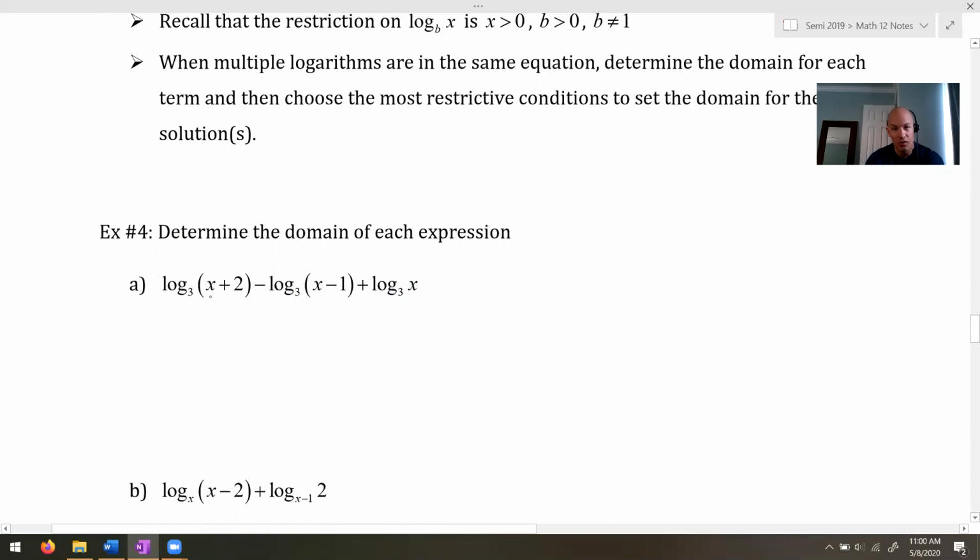Since the bases are not variables, we don't have to worry about domain restrictions for them, but we do have to make sure that this business here is bigger than 0. So we have to say x plus 2, the entire argument, must be bigger than 0. And it can't be bigger than or equal, it's strictly bigger than. For this one, we would say x minus 1 is strictly bigger than 0. And for this one, we would just say x by itself is bigger than 0.